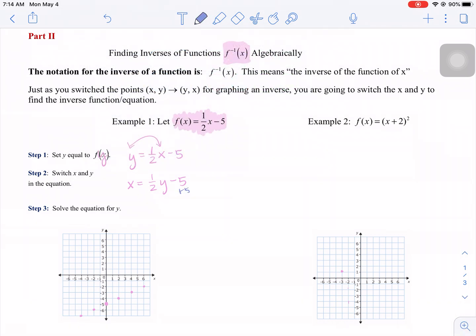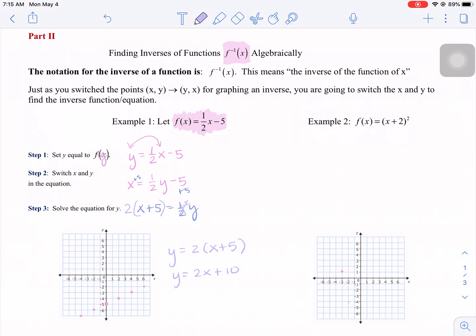So we're going to add 5 to both sides, and I'm going to get x plus 5 is equal to 1/2 y. And how are we going to get rid of the half on y? That's the same thing as multiplication. So we're going to multiply both sides by 2, and that's going to get rid of that. And now we've got y is equal to 2 times x plus 5. Well, you're going to be asked to distribute that because we're going to want to graph it. So 2x plus 10 is the better way to write that.